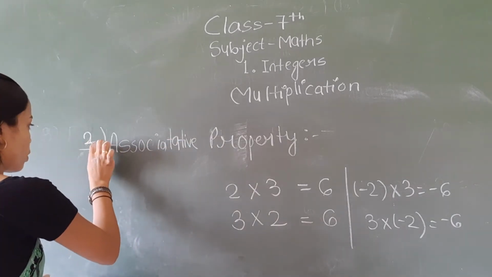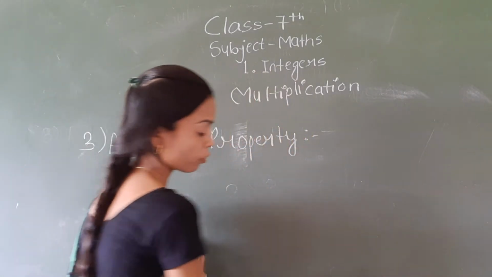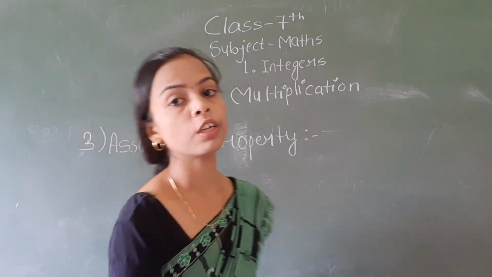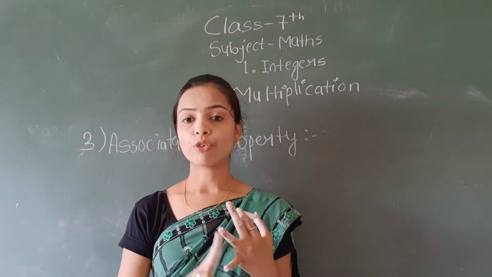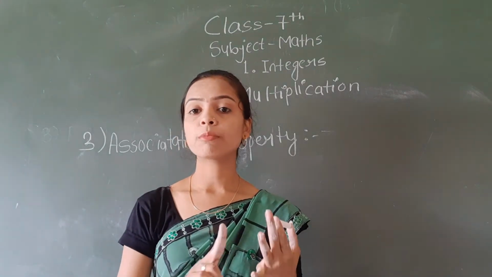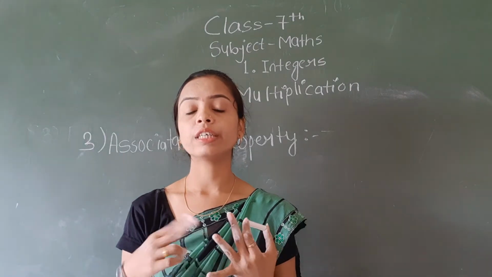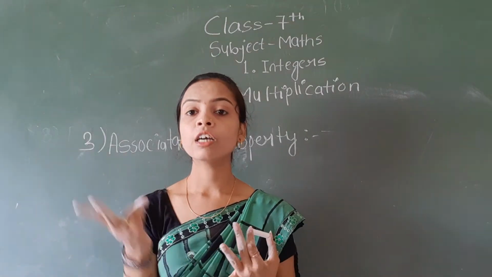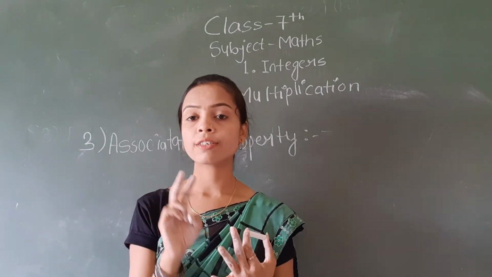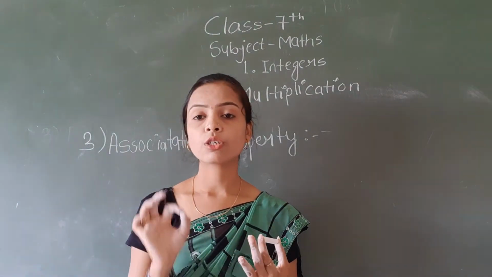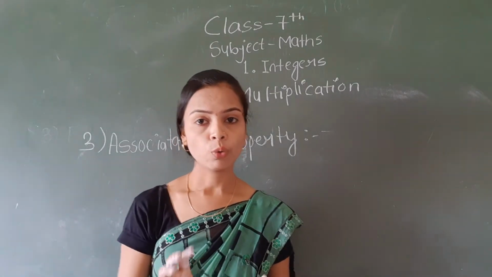Third property is associative property. What is associative property? Associative property is when you change the grouping of your integers, your answer must remain the same. If you change the grouping of the integers that you are multiplying, and the answer remains the same, that means associative property holds.